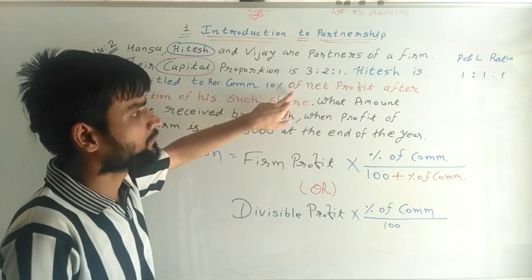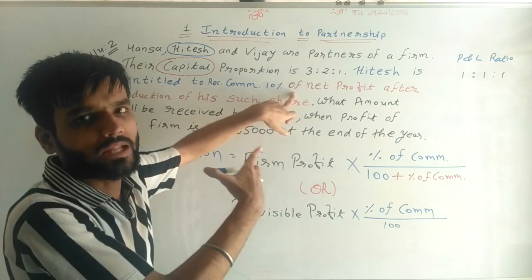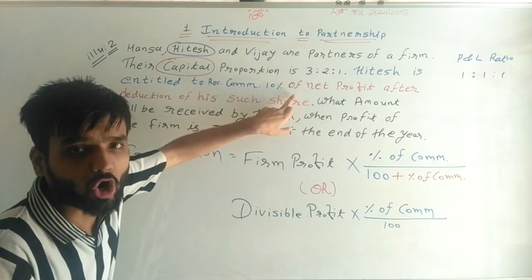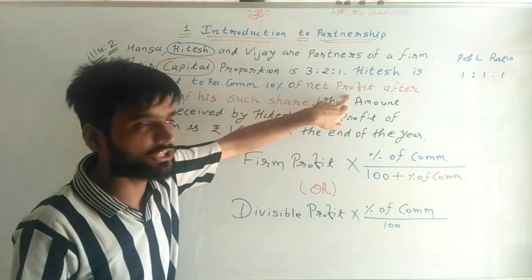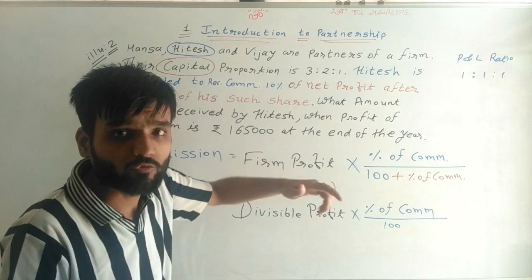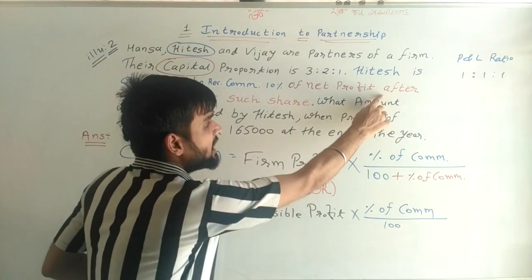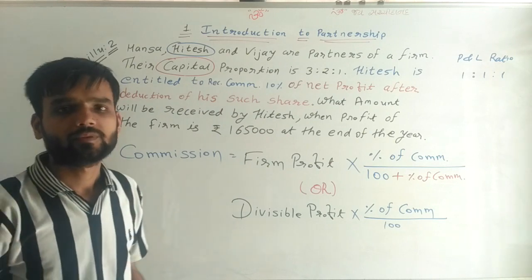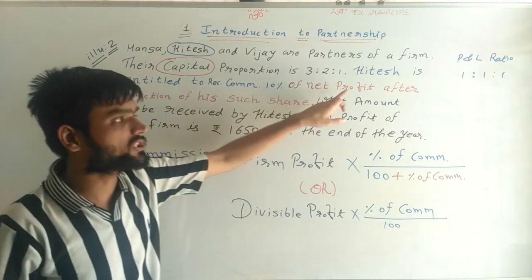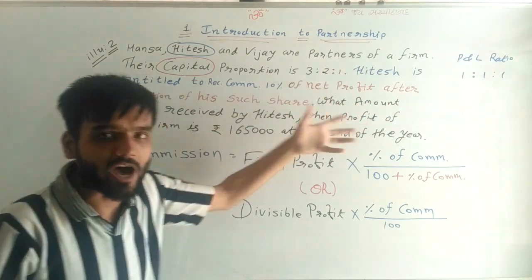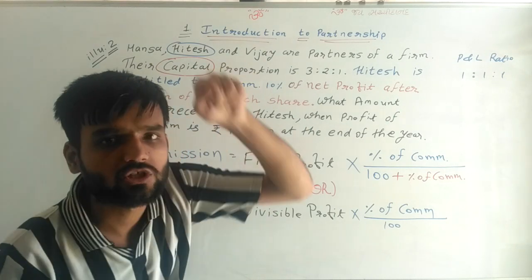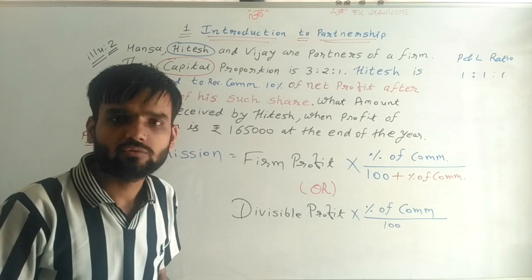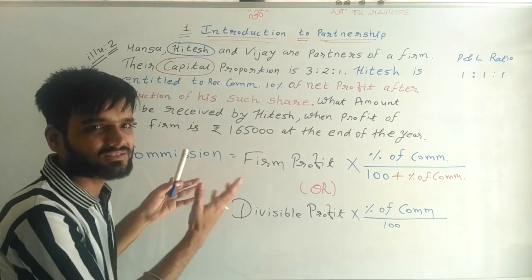So here, given in red markers, just understand: 10% of net profit after deduction of his such share. Now, sir, what is this actually?